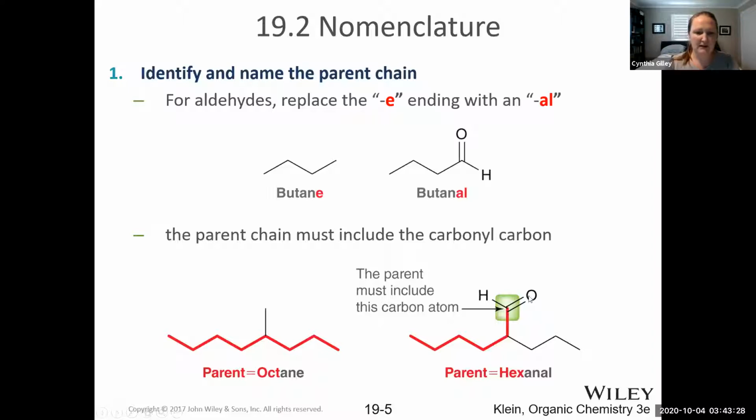The parent chain must include the carbonyl carbon, even if it's not the longest chain. For example, here, the parent chain is hexanal instead of an 8-carbon chain, which is possible if we were naming this as an alkane. But because the aldehyde group has priority, we need to include that carbon in the parent. So it's the longest carbon chain that includes the carbonyl carbon.